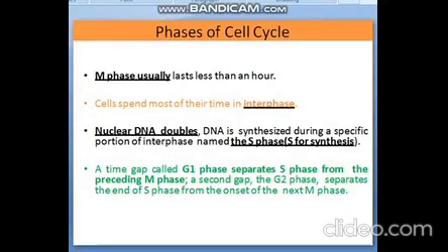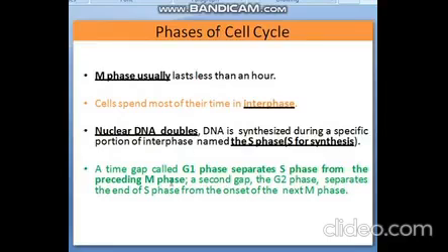So here we have the phases of the cell cycle. M phase is very, very short, just 1 hour. So most of the time the cell will be in the interphase, and the S phase is called the synthesis phase. This is the synthesis of what? Synthesis of DNA. The nuclear DNA becomes photocopied. We have two complete copies of the DNA during the S phase.